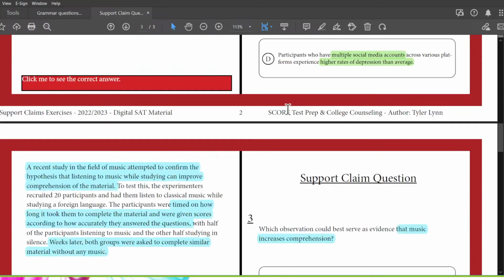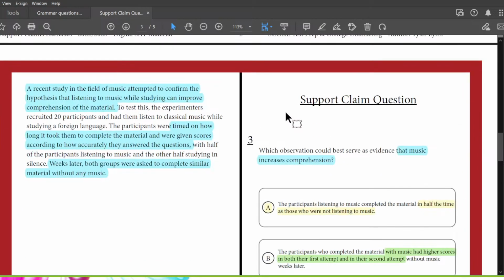Esteban, you got a question? Yes. What confused me about the text is that it says that listening to music while studying can improve comprehension. So that's why I still don't understand why the answer would be B, because it says while listening to music, while in the second attempt it doesn't.